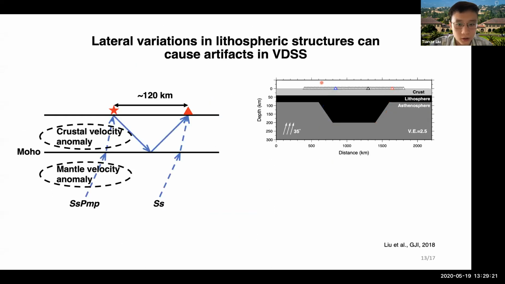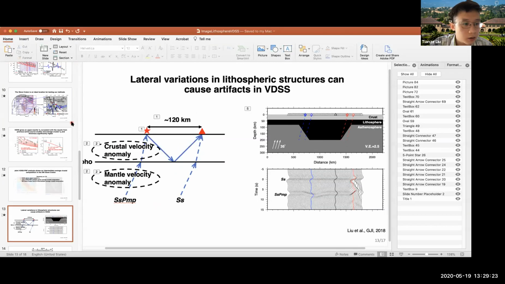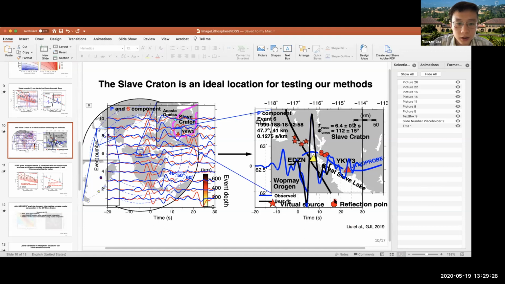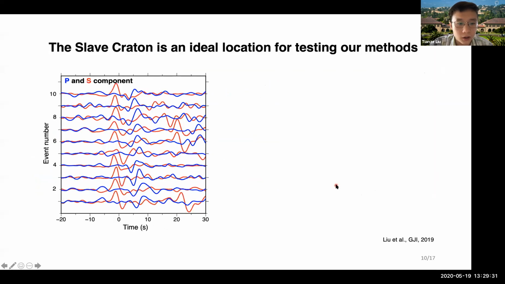Let me go back to the one where I showed the field example. So here, the reason that I only show a handful of events recorded at the Yellowknife array is because those are the only high quality events we have. So for many of the events, we don't have a very strong SSPMP arrival after the SS, which is very puzzling. So I have been wondering whether that can be related to the roughness of the Moho in this area and also in other areas as well.